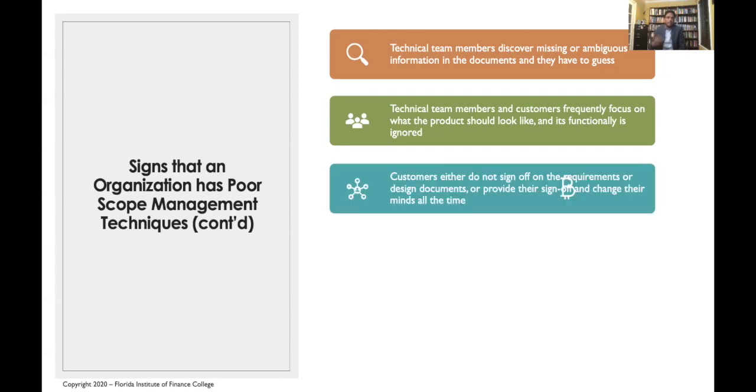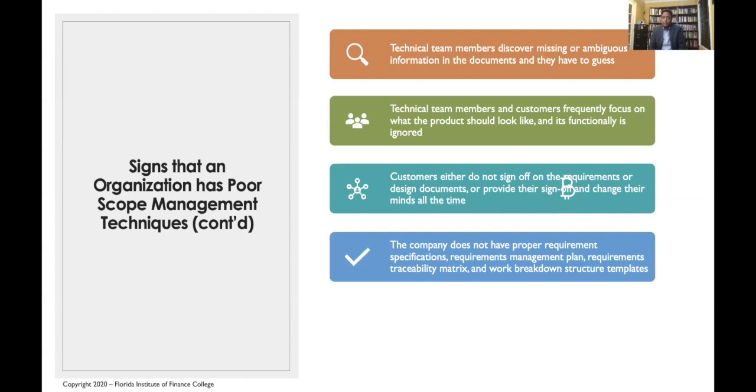How about this? Customers either do not sign off the requirements or design documents, or provide their sign-off and then change their minds all the time. This is kind of important. If you have a client who flip-flops, they tell you something today and then they change their mind, they're like on a roller coaster. You get that information, start your work, and the next time you go there, oh no, I didn't mean this, I want this. So just pay attention to those customers who keep on changing the narrative or the story.